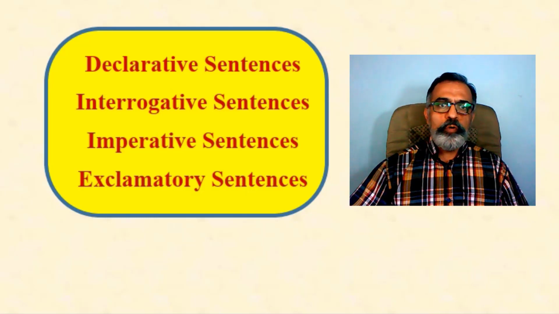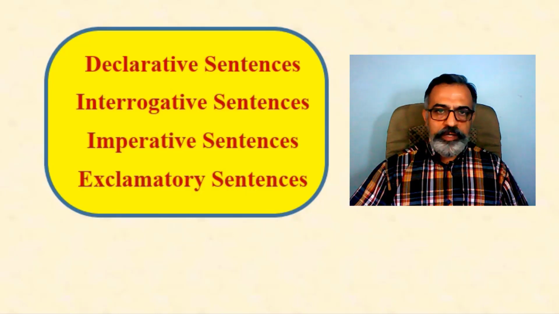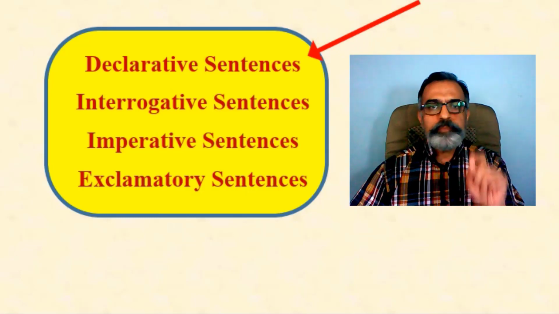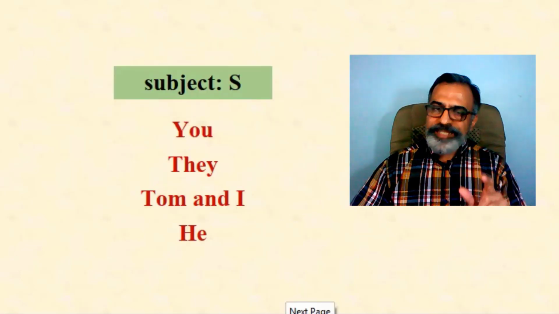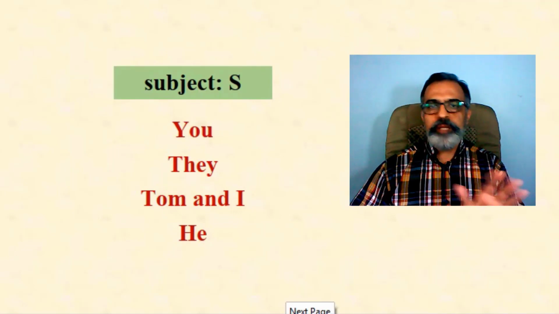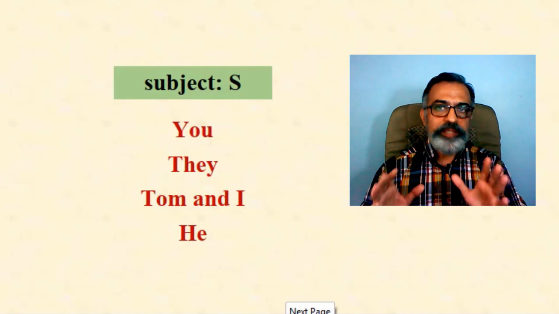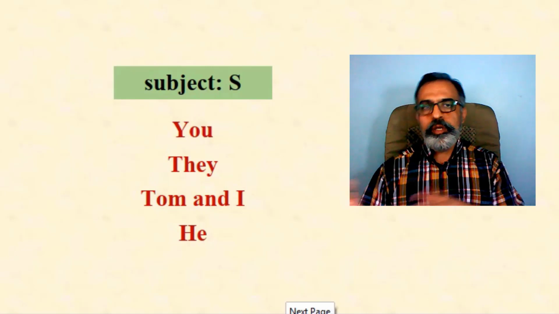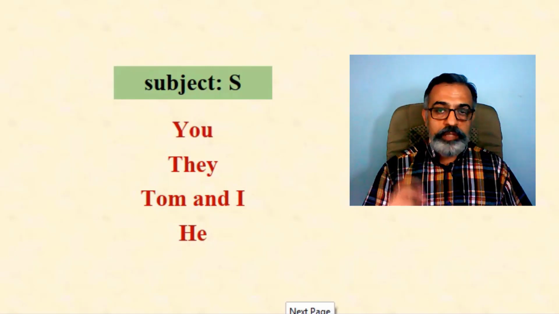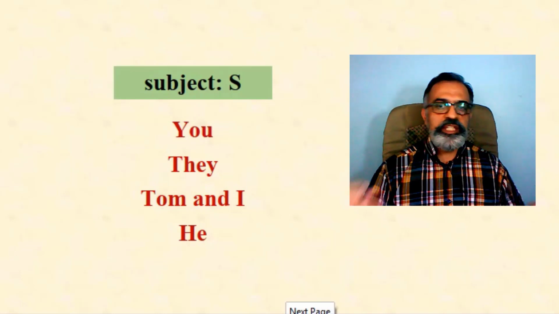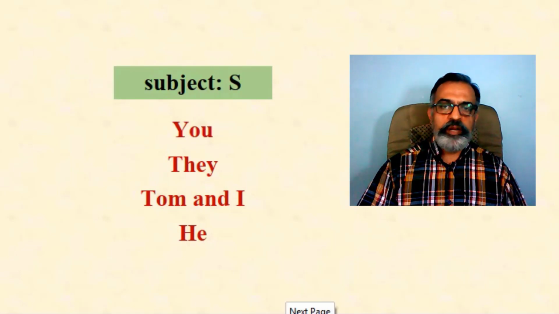In this video we are going to work on the first type, I mean declarative sentences or statements, simple sentences in English. In simple sentences, subject and verb are the main parts. I mean, in all simple sentences, you must have a subject and a verb. You may not have other parts, but you must have a subject and a verb. A subject in a sentence can be a noun or pronoun: you, they, Tom and I, he, she, my brothers, my children, my friends.